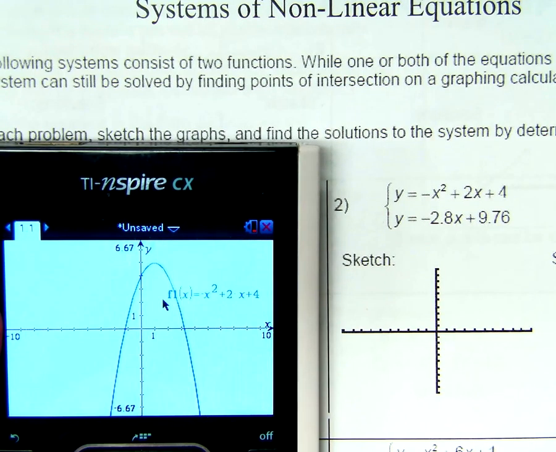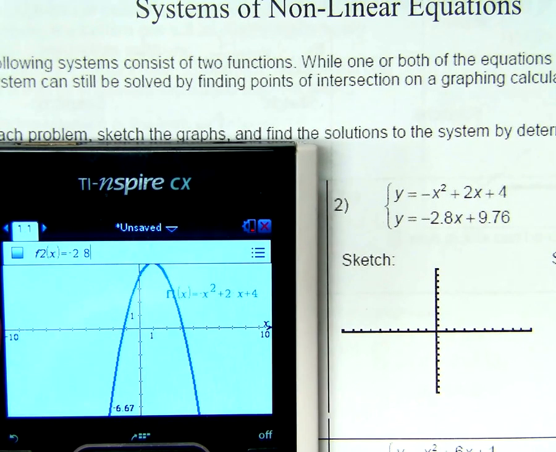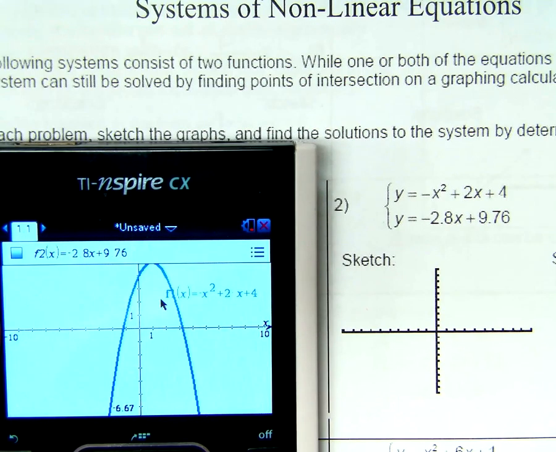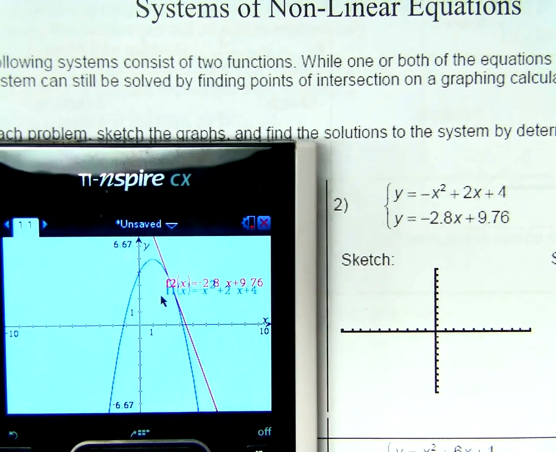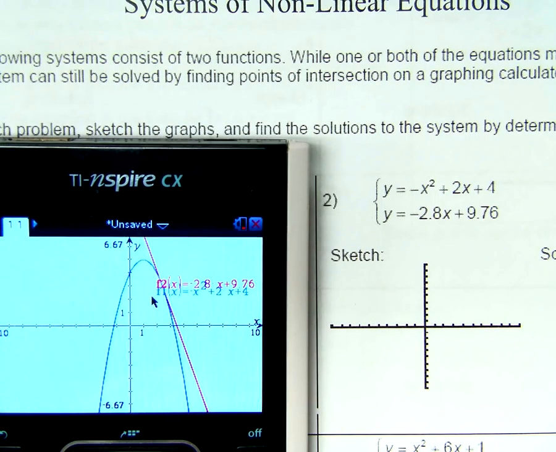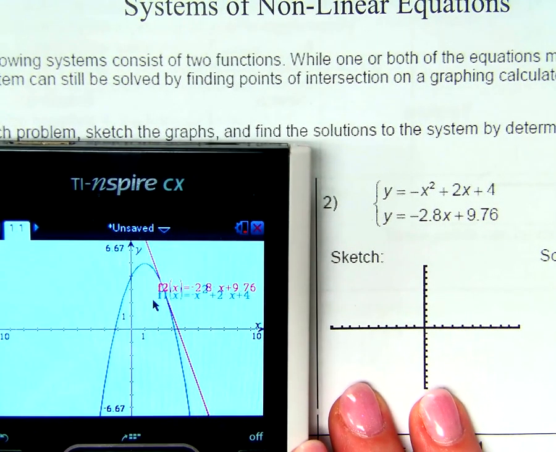Okay, I expected a parabola. It's a good thing there's a parabola there. Tab, negative 2.8x plus 9.76. Enter. How many points of intersection do you think there are? It's kind of hard to see, isn't it?